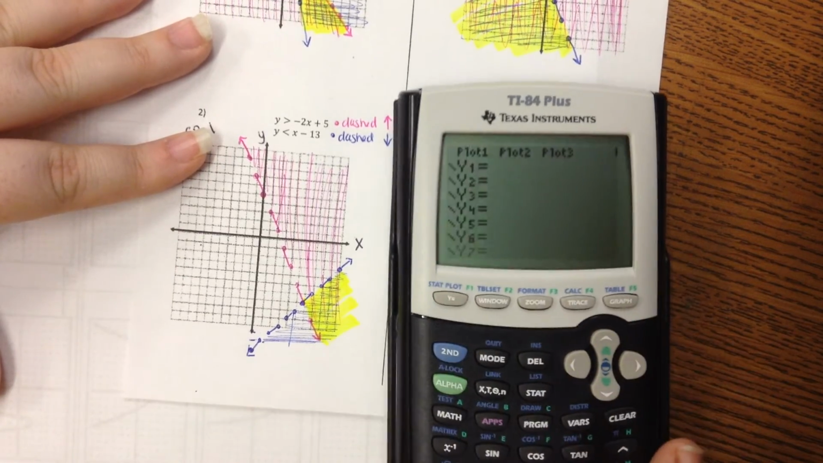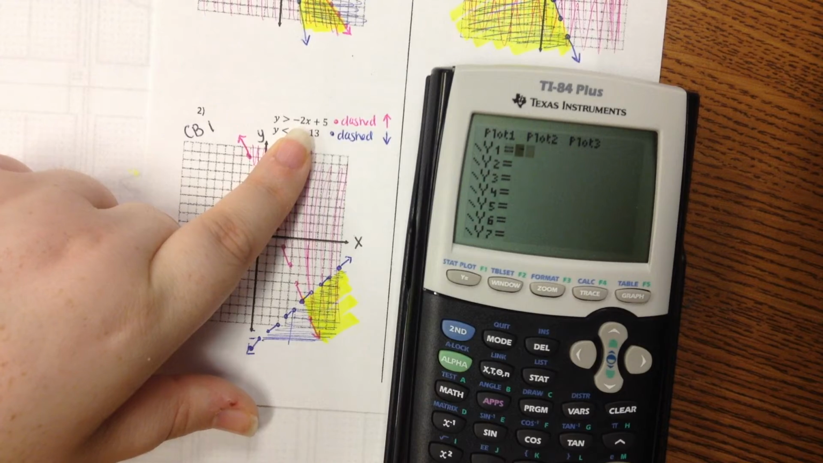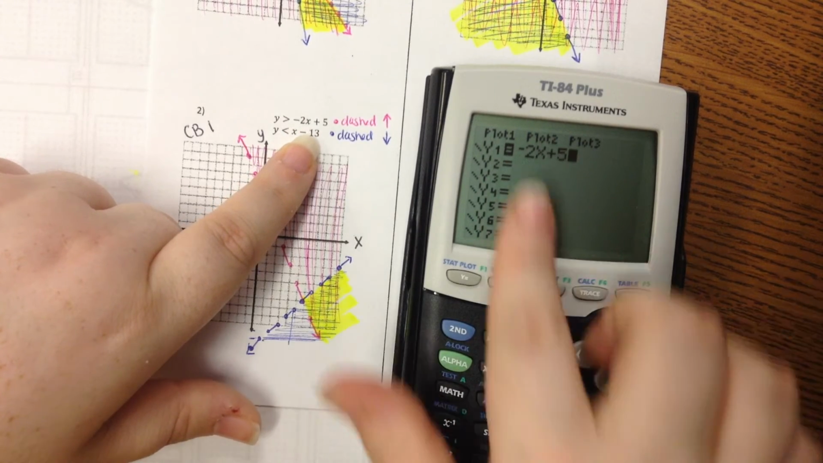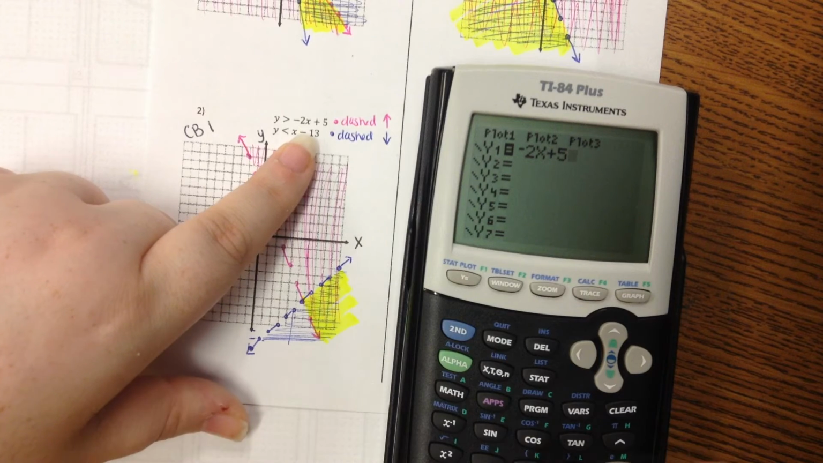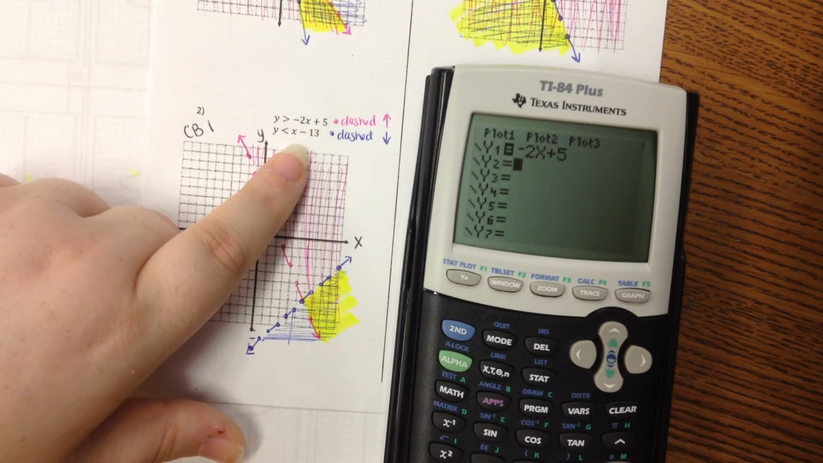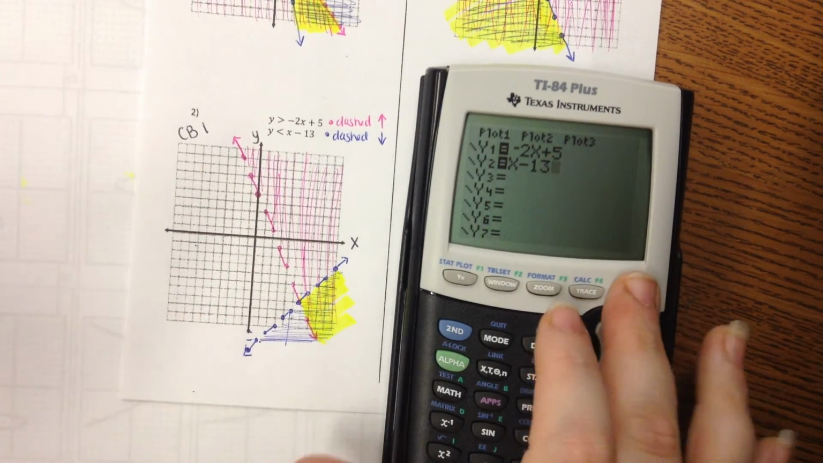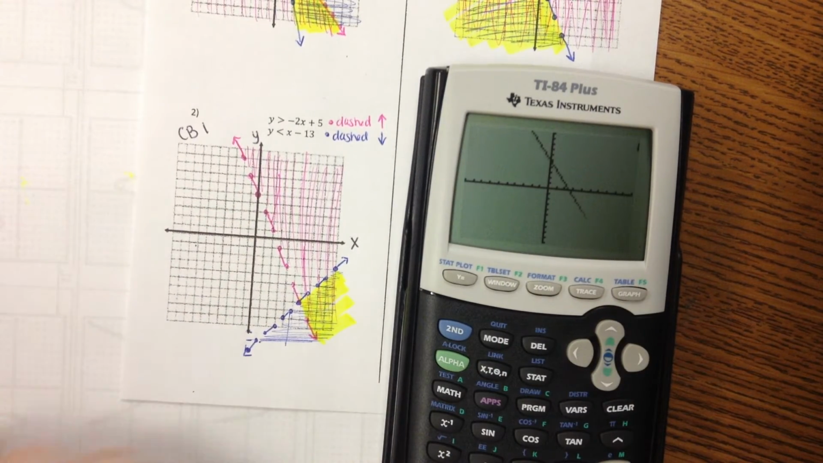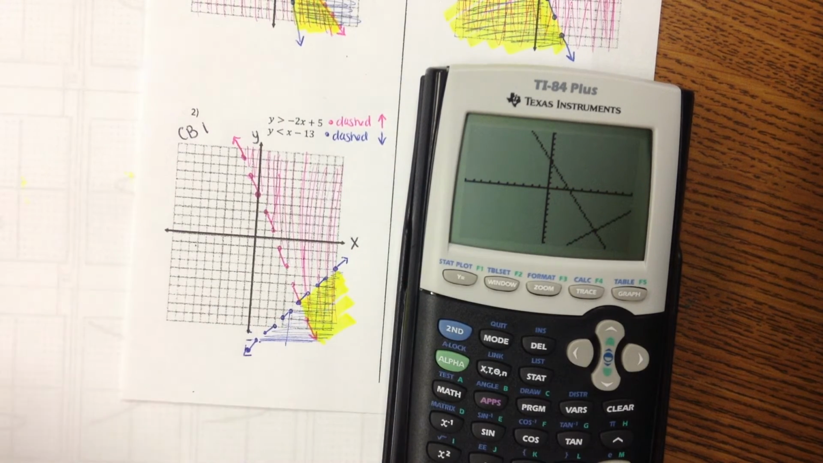I'm going to go to my y equals. Since these are in y equals format, I'm going to type in -2x plus 5. Do you notice that these plots are not highlighted? That's really important, to not have those highlighted. My second one, I'm going to have x minus 13. I'm going to press graph real quick just to see the lines. There was the pink line and there was the blue line, so that was right.